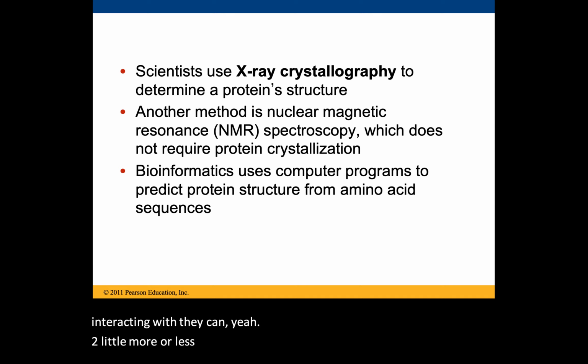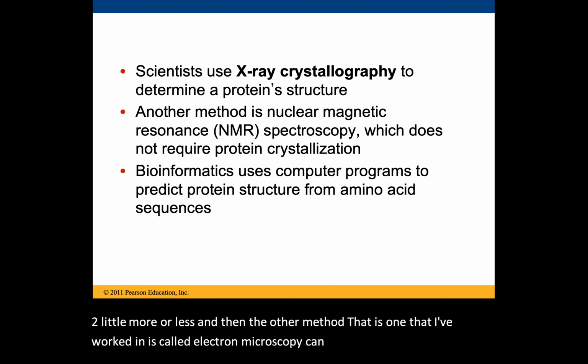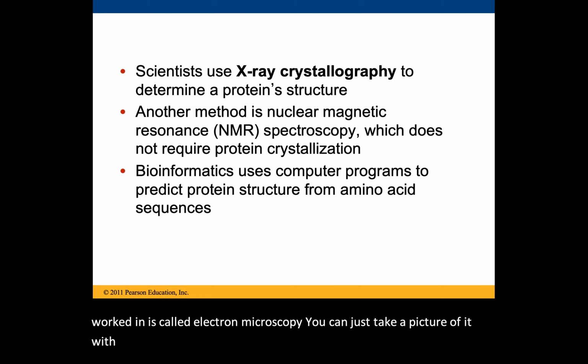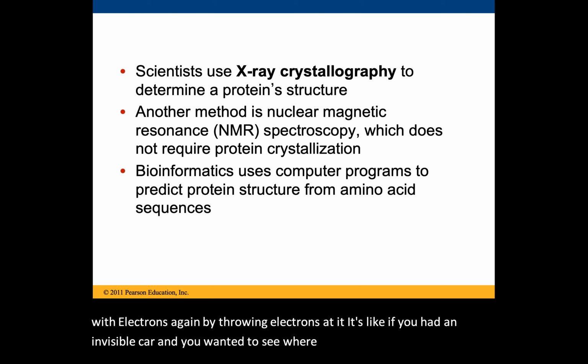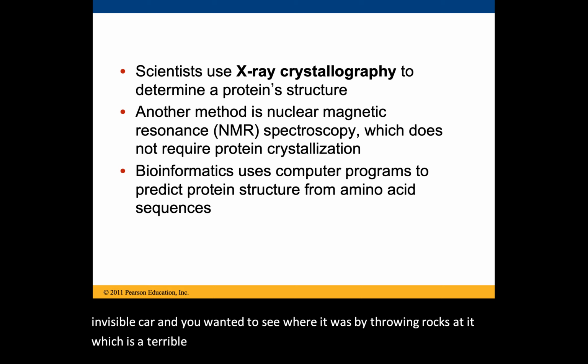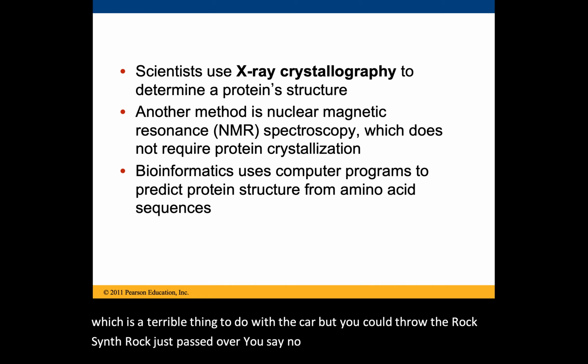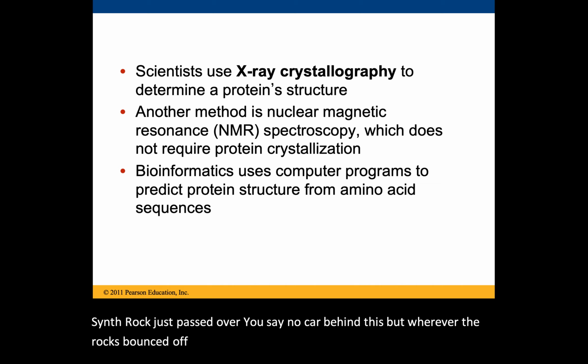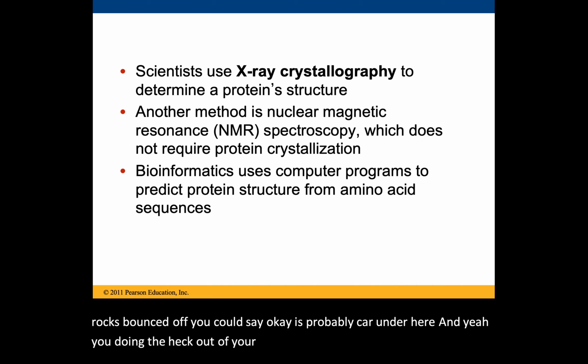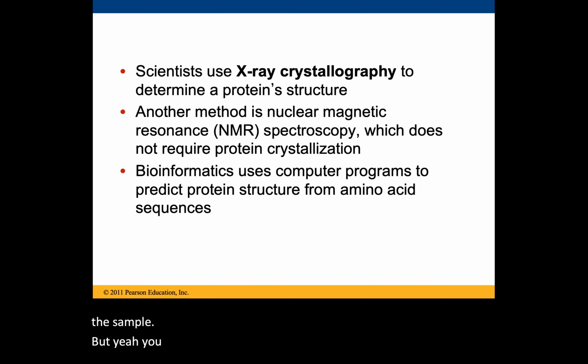And then the other method, one that I've worked in, is called electron microscopy. You can just take a picture of it with electrons, by throwing electrons at it. It's like if you had an invisible car and you wanted to see where it was by throwing rocks at it, which is a terrible thing to do with a car. But you could throw the rocks, and if the rock just passed over, you'd say, yeah, no car behind this. But wherever the rocks bounced off, you could say, oh, okay, there's probably a car under here. And yeah, you ding the heck out of your car, and the electrons beat the heck out of the sample. But you can get a picture of its shape if you throw enough of them at it.